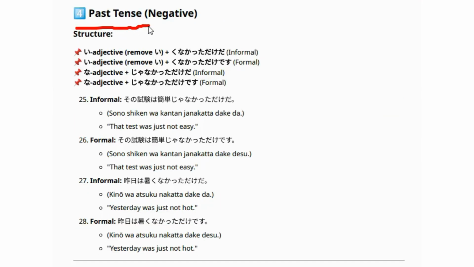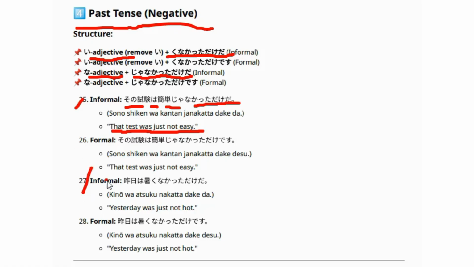Now the past tense negative structure. For I adjectives plus kunakatta dake da, and for na adjectives plus janakatta dake da. For example, sono shiken wa kantan janakatta dake da, means that test was just not easy. And the next one is kinou wa atsuku nakatta dake da, means yesterday was just not hot.